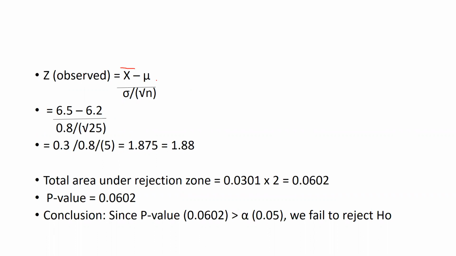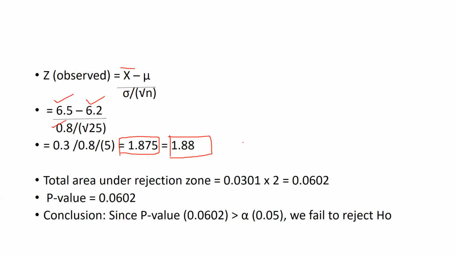Now we put all the values in this formula: x bar minus mu divided by standard deviation divided by under root n. The x bar value is 6.5, mu is 6.2, the standard deviation is 0.8, already given, and under root 25, where n is the number of samples. When we solve this formula, we get 1.875, and to 2 decimal places, because the last digit is 5 or greater, the number is rounded up to 1.88.